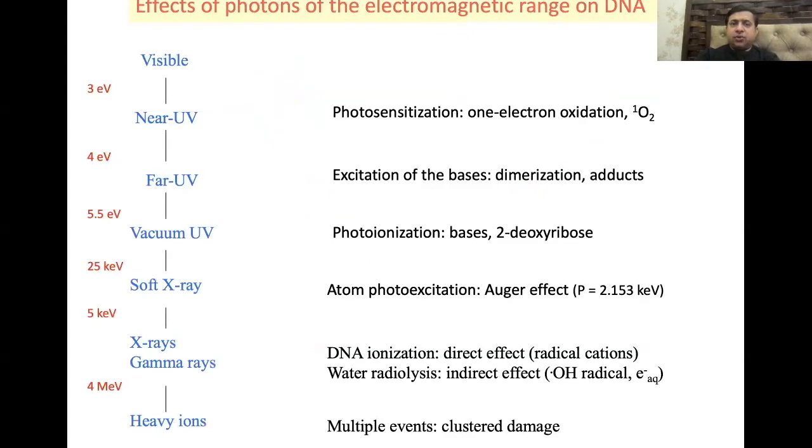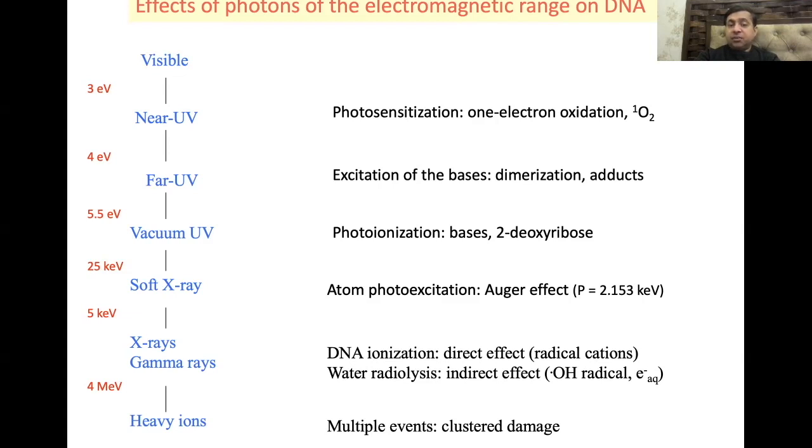Now, what type of photon energy can we expect and what type of damage? When we move from visible to near UV, the photon energy is around 3 electron volts, and in that process photosensitization is the only process. When the energy reaches far UV or vacuum UV, the energy is around 5 electron volts. Then photoionization may cause the bases or 2-deoxyribose to undergo ionization. But with soft X-rays, at a value of 25 kiloelectron volts, atomic photoexcitation may take place with the Auger effect and lead to damage in the DNA.